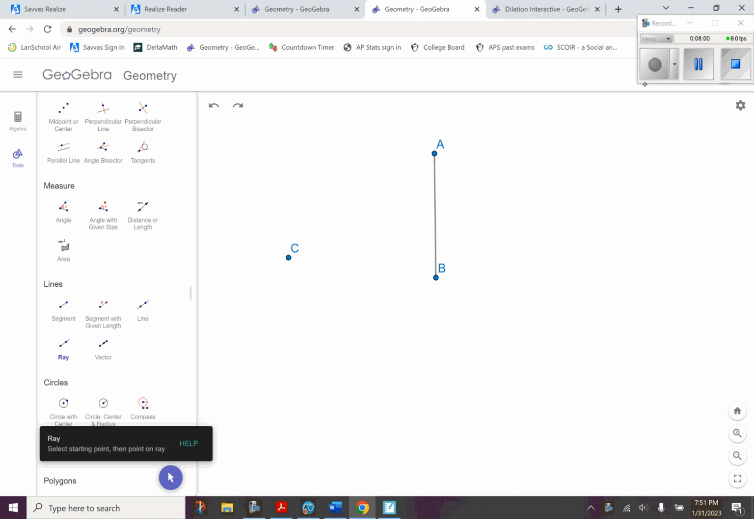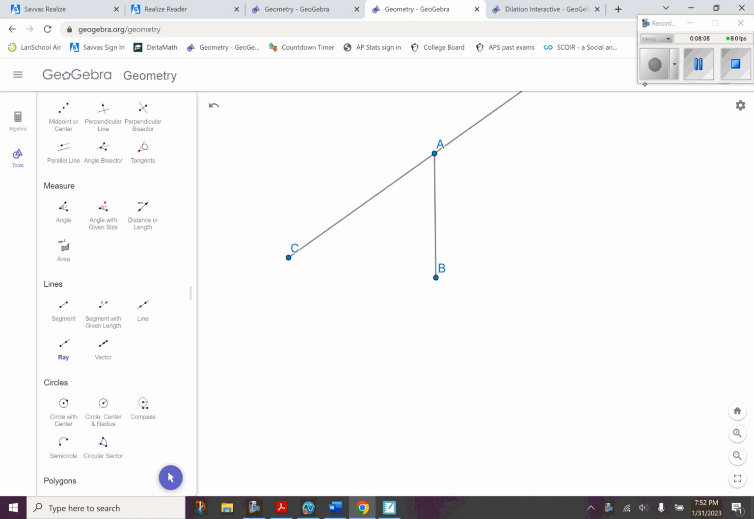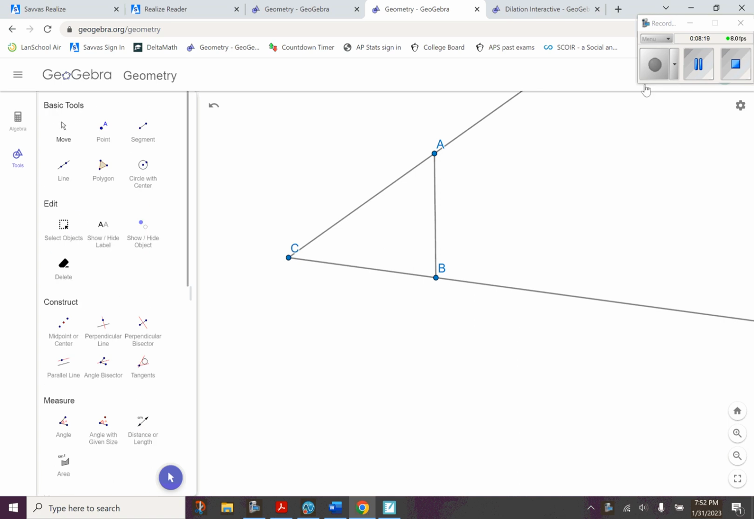is by drawing rays. So from the center of the dilation, again, which I'm saying is C, I go through each vertex that I want to dilate. Okay, and again, I'm trying to keep this one fairly simple and just dilate a segment.